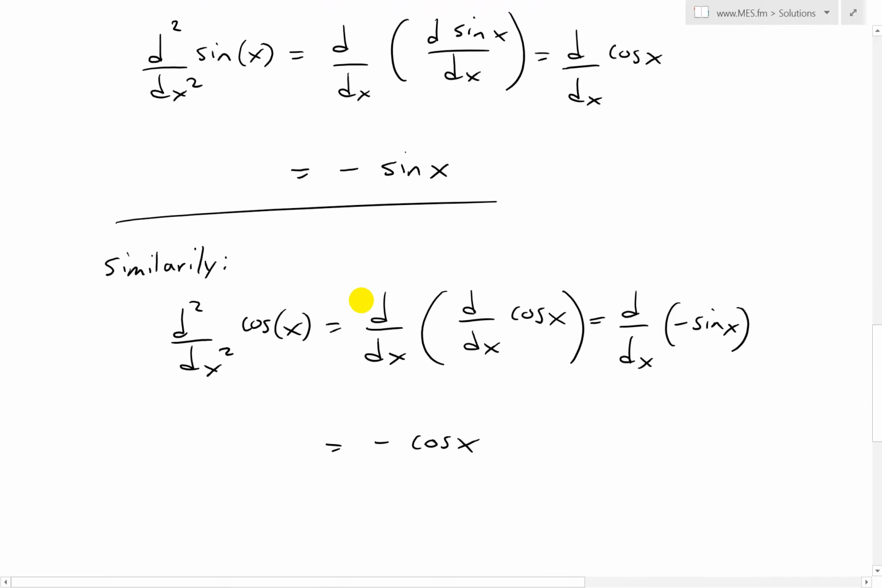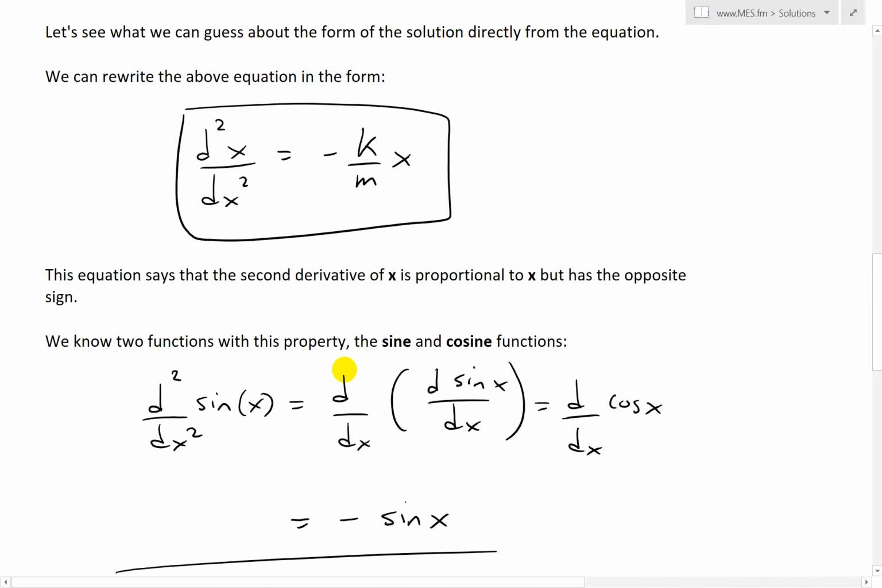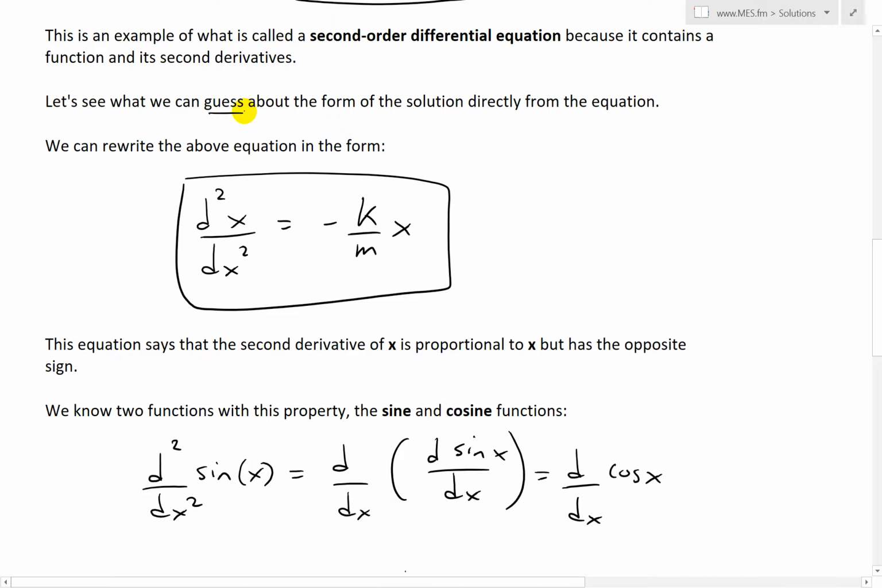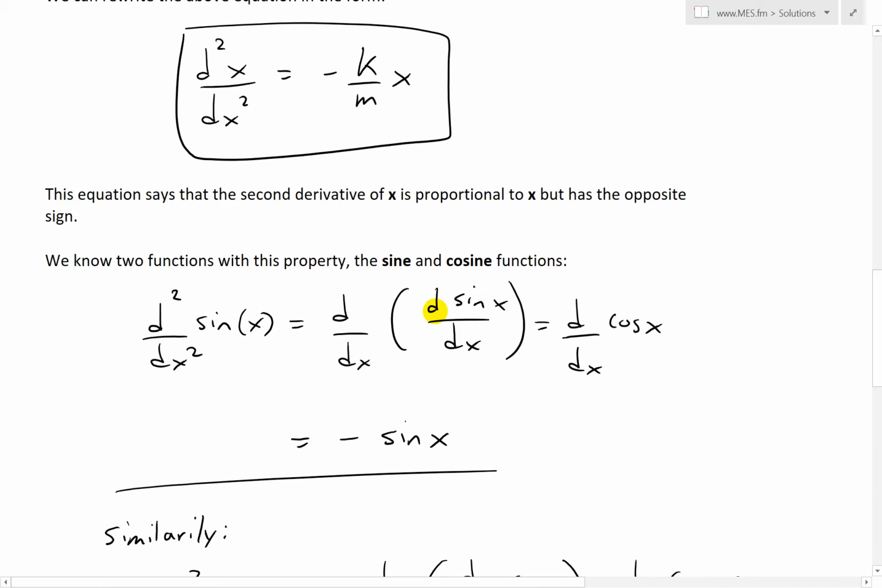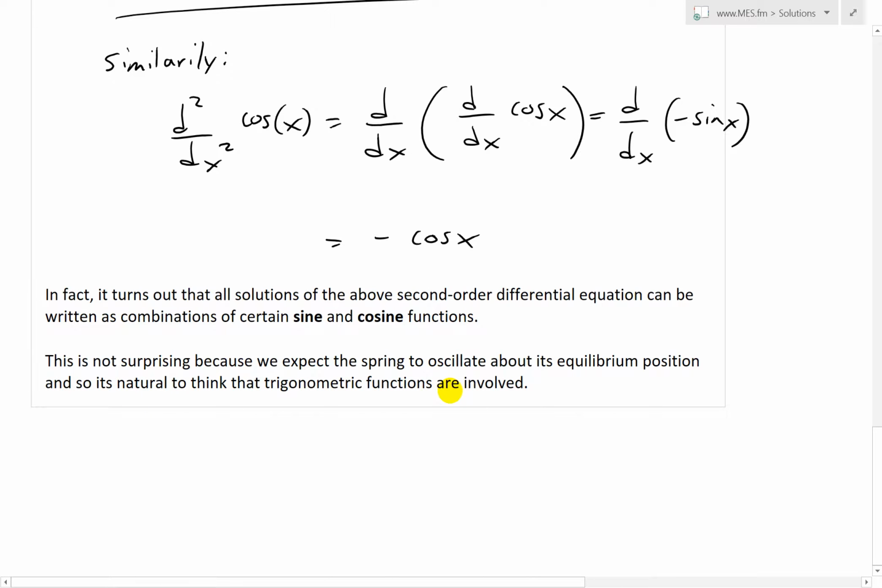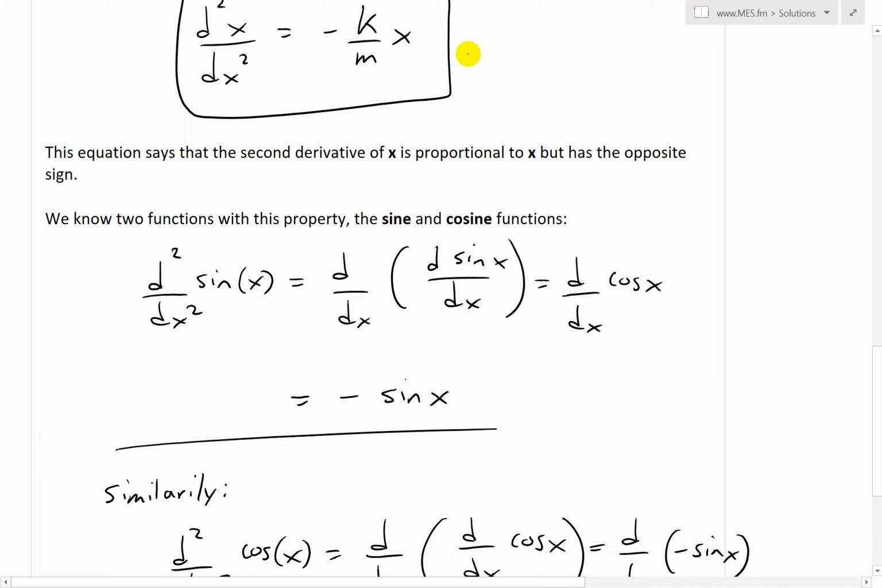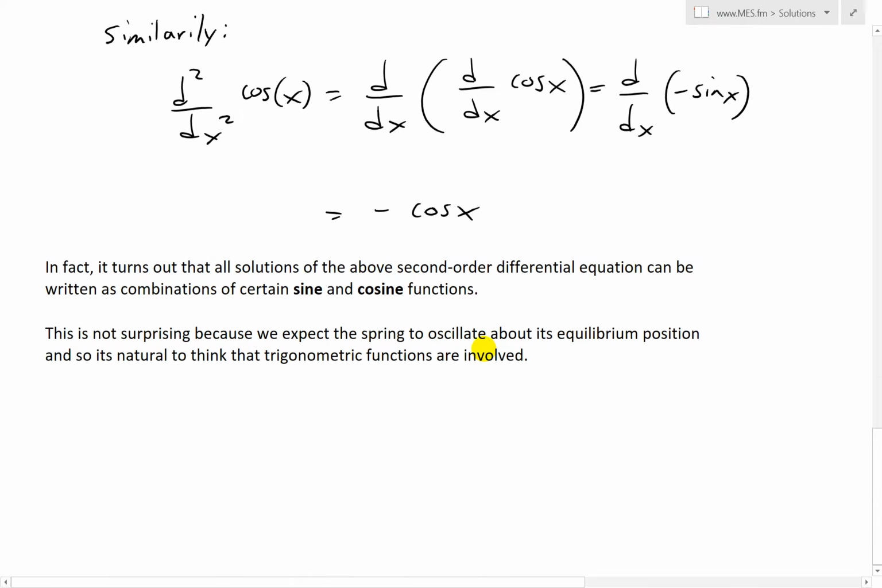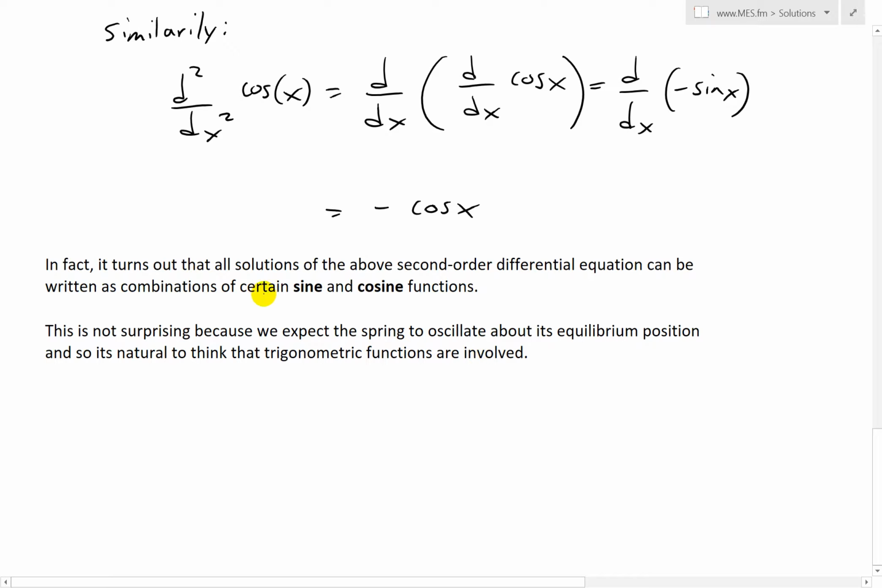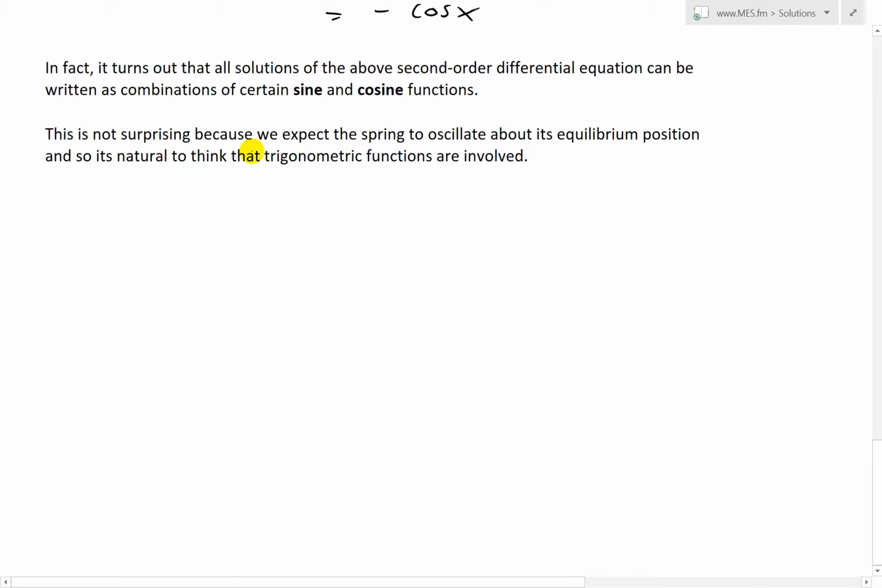This will help in our guesswork of what form the solution to this equation should take. In fact, it turns out that all solutions of this second order differential equation can be written as combinations of certain sine and cosine functions, and I'll go over these in later videos, so stay tuned. This is not surprising, because we expect the spring to oscillate about its equilibrium position, so it's natural to think that trigonometric functions are involved.